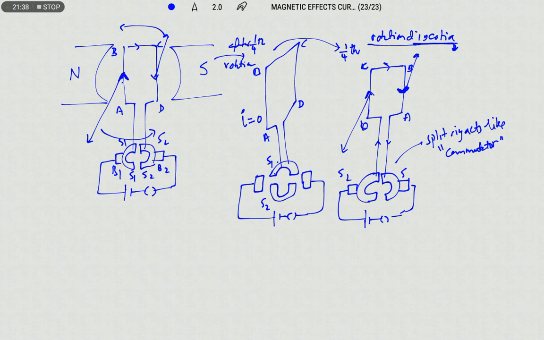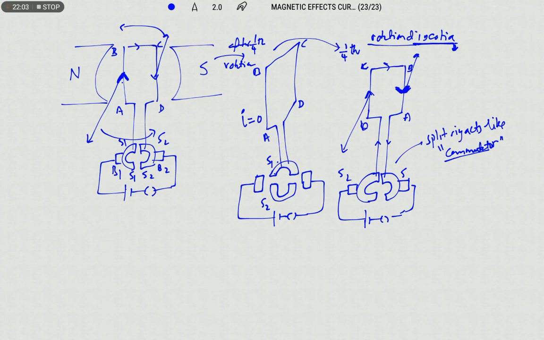So here in arm AB, initially the direction of the current is upward, and after a 1/4 revolution, due to the change in the orientation of the coil, the direction of the current in arm AB will be downwards. So this is the duty of the split ring. So the split rings act like a commutator. Commutator is nothing but changing the direction of the current.